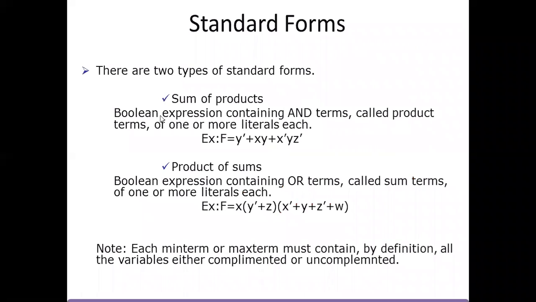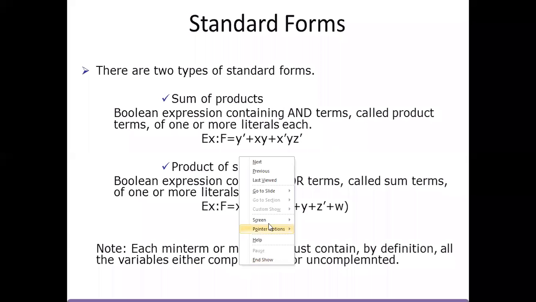So these are the two standard forms we are talking about so far. Sum of products form: you can see here, the terms we call product terms, or one or more literals each. And product of sums form. You can convert any function into product of sums form using the previous method we discussed. If this needs to be a min term or max term, it should contain all the variables, either complemented or uncomplemented. That is important.